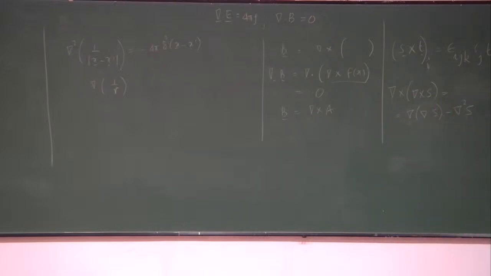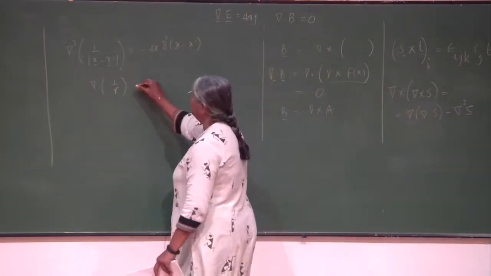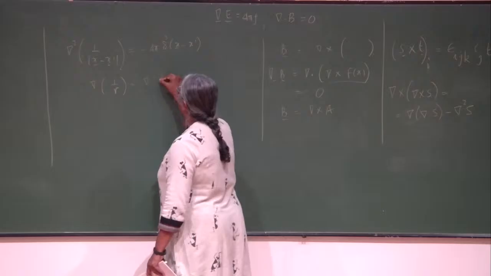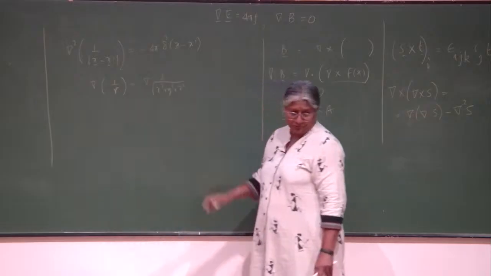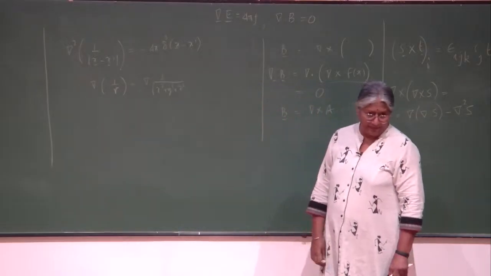Can you quickly calculate it? What is r? r is the root of x squared plus y squared plus z squared, right? So let us just think of it. You always think of the one variable thing, right? So 1 by root of x squared plus y squared plus z squared. And you are doing, let us write d by dx of this. How will you get d by dx of this?